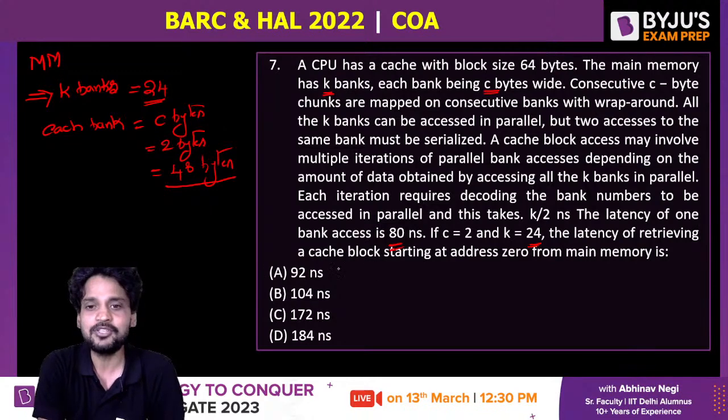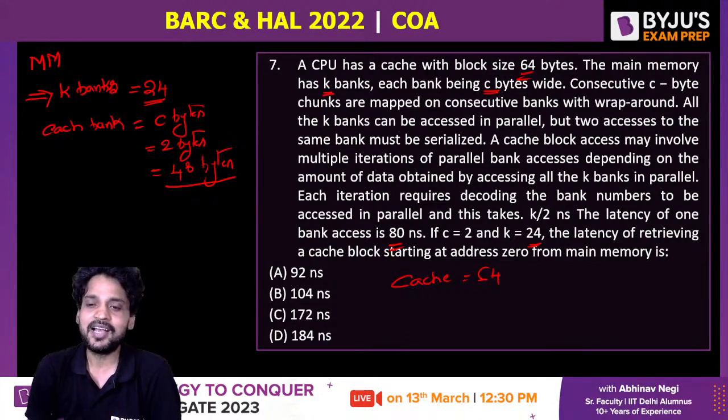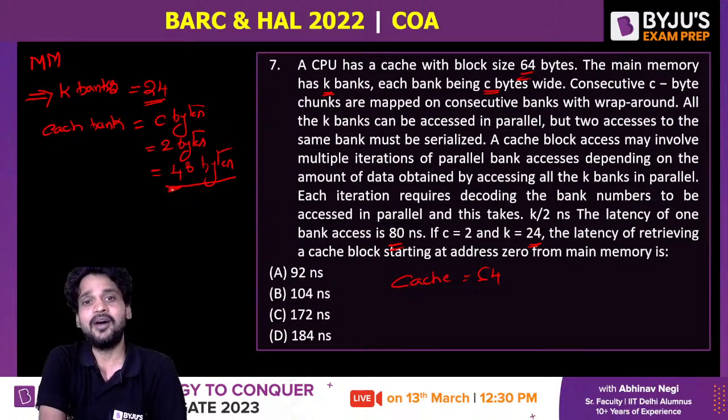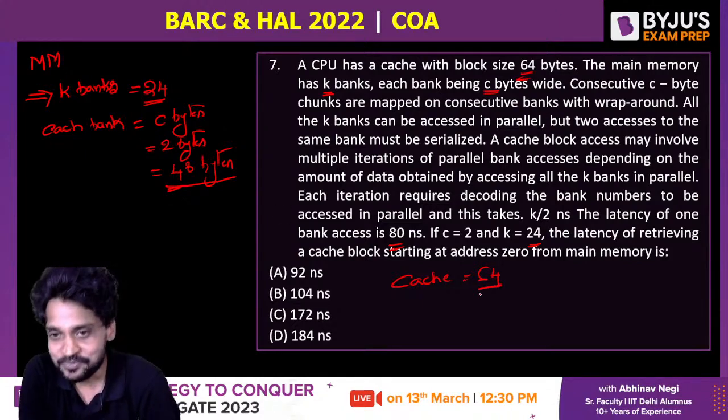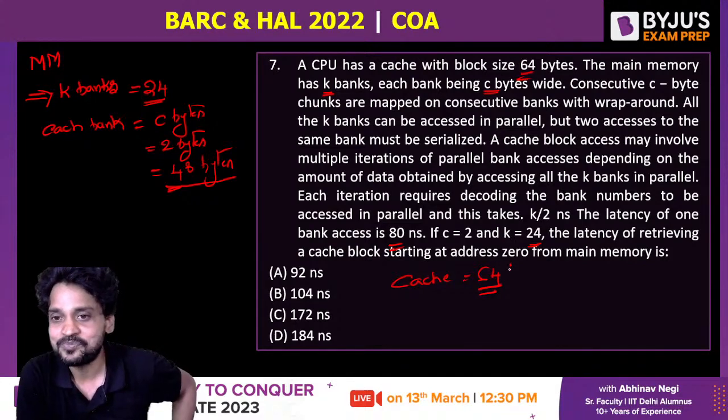Fine. Now let us go to what is the size of the cache memory. Cache memory size is equal to 64 bytes. This is purely hypothetical. There is no way that a cache size can exceed main memory size. But here, the total main memory is not even equal to one block in the cache, right? One block in the cache itself is 64 bytes.